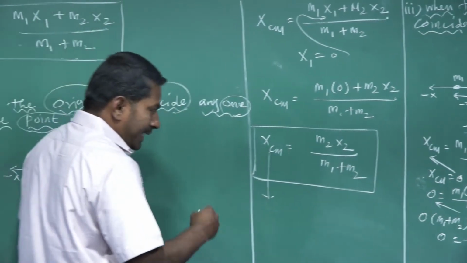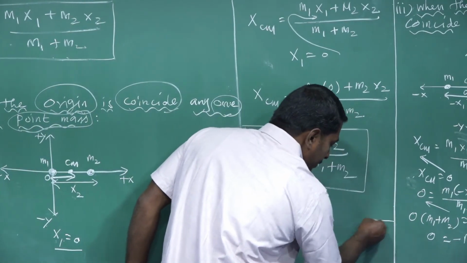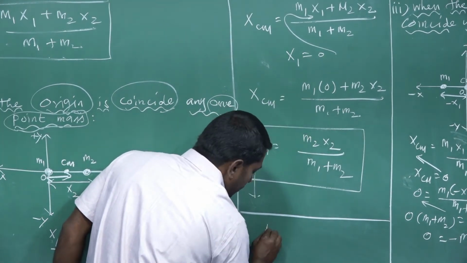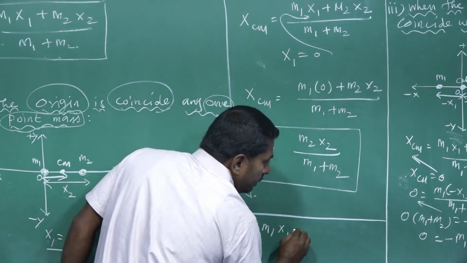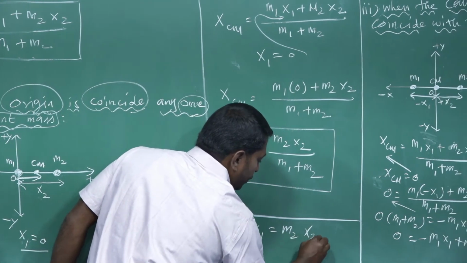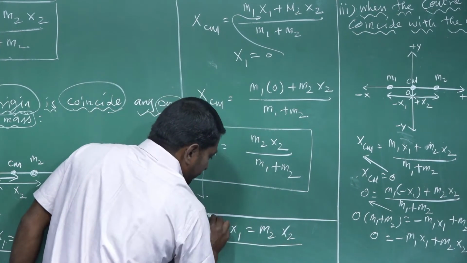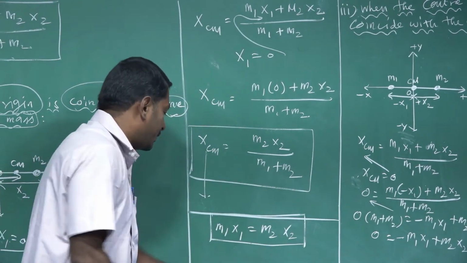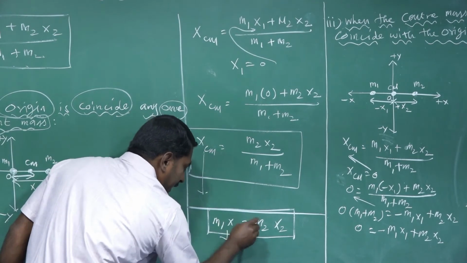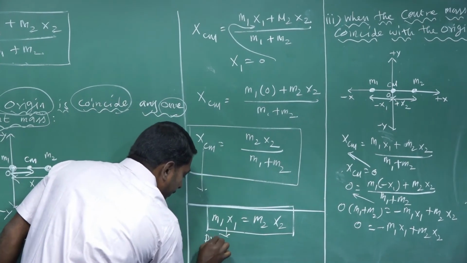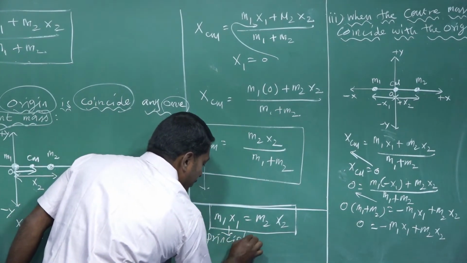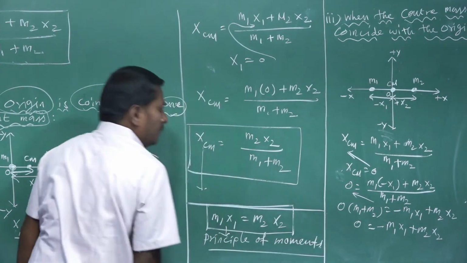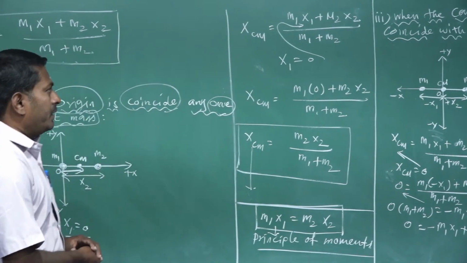Then see the same equation, M1 x1 is equal to M2 x2. This equation is called the principle of moments, or this equation is known as the principle of moments.